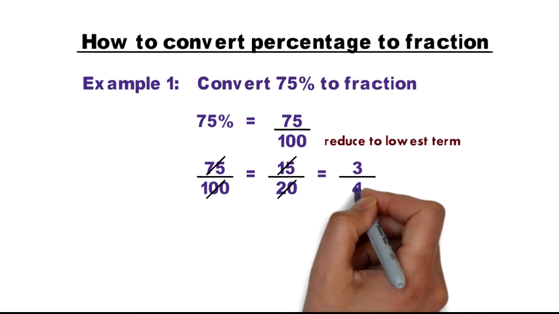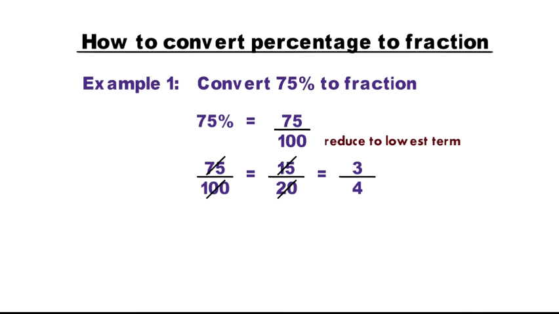Looking at the fraction, we can see no other number can divide both the numerator and the denominator. So, the answer is 3/4. This is how to convert a percentage to a fraction. Next, I will solve another example. Example 2.